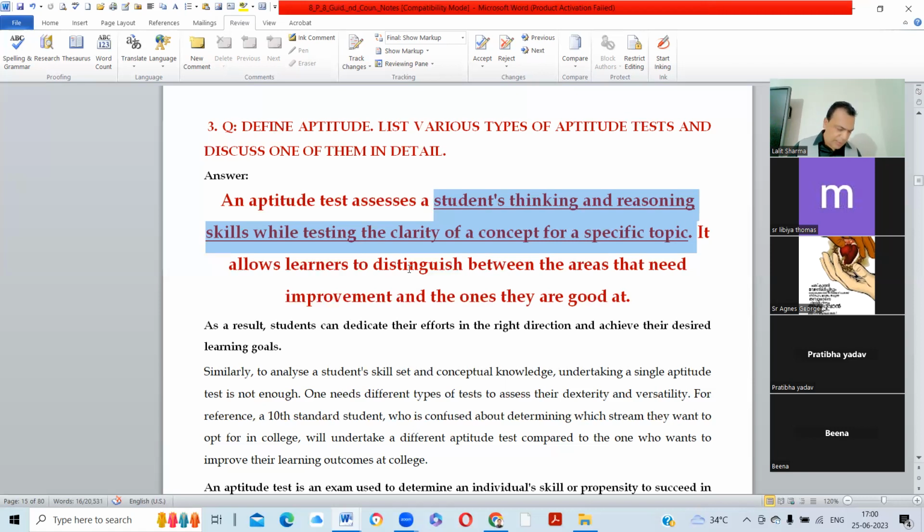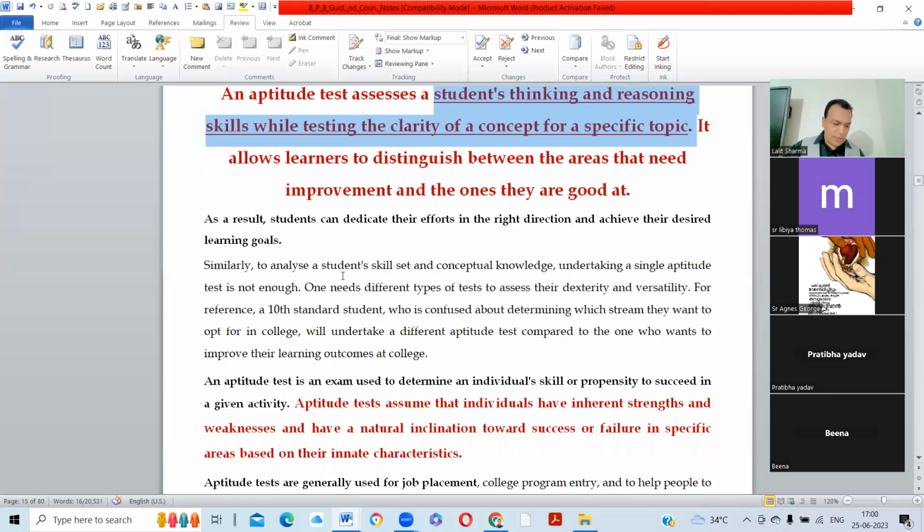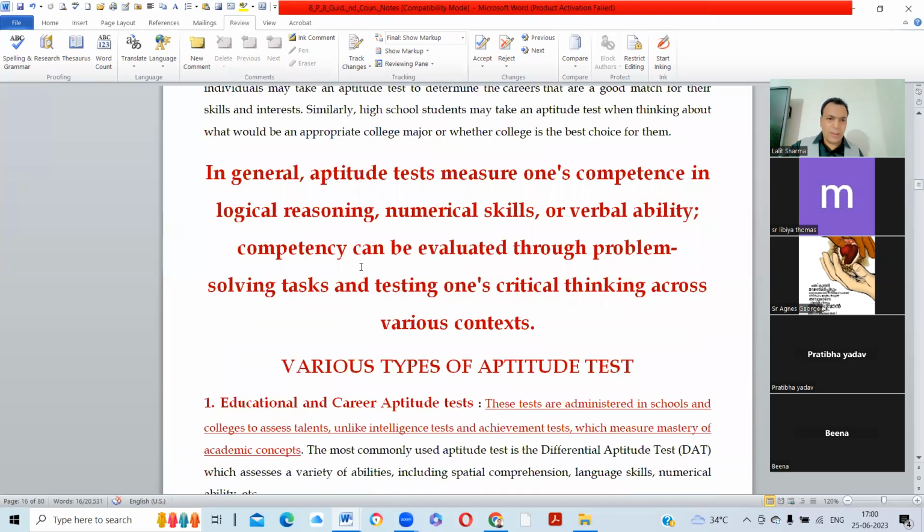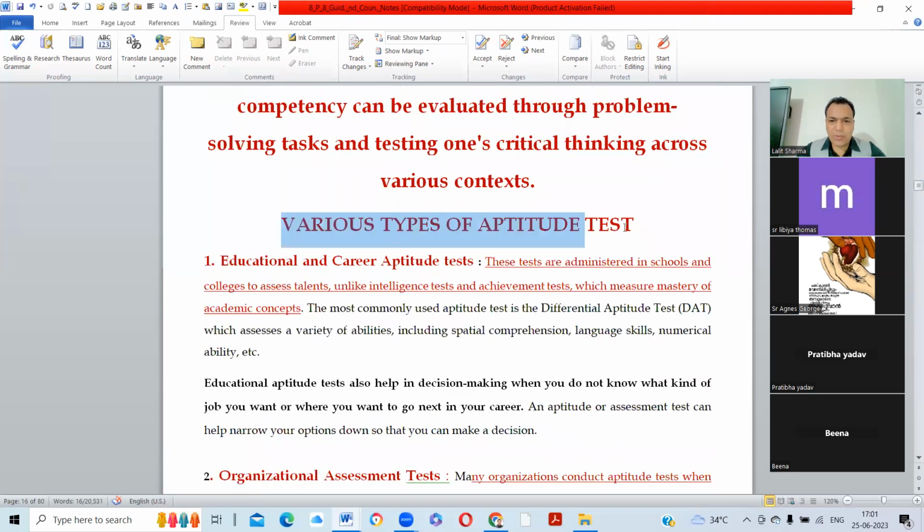Okay, so now we have to talk about various types of aptitude test. You can see the various types of aptitude test, right? Furthermore, in general, aptitude tests measure one's competence in logical reasoning, numerical skills or verbal ability. And there are various types of aptitude test.